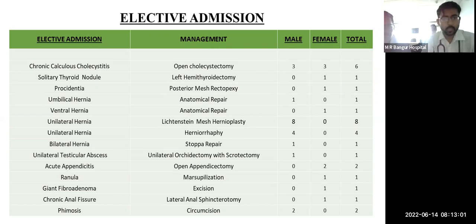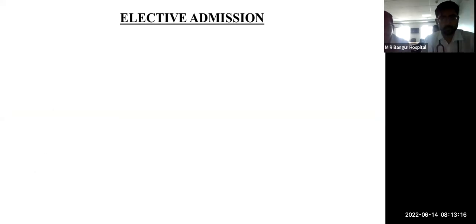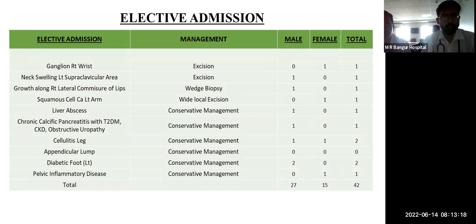Stoppa repair. There was also a case of ranula in a young female and marsupialization was done. For a giant fibroadenoma, the patient underwent an excision. 2 cases of phimosis underwent circumcision. Further, there was a case of a neck swelling in the left supraclavicular area, which underwent excision. A squamous cell carcinoma in the left arm underwent a wide local excision.